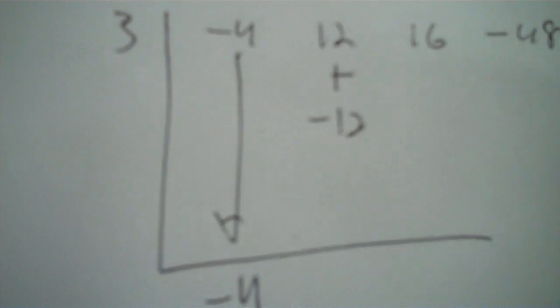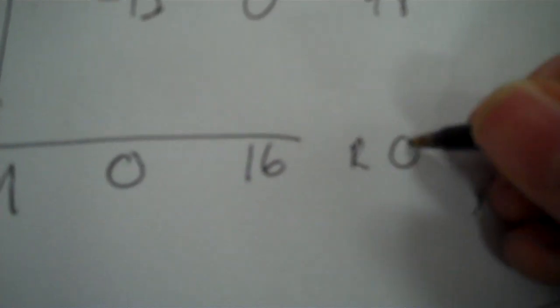So we have negative 4, 12, 16, negative 48. Negative 4 times 3 is negative 12. You add that, that's 0. That's not a bad thing, that's a good thing. 0 times 3 is 0. 16 plus 0 is 16, times 3 is 48. And you get your remainder 0.